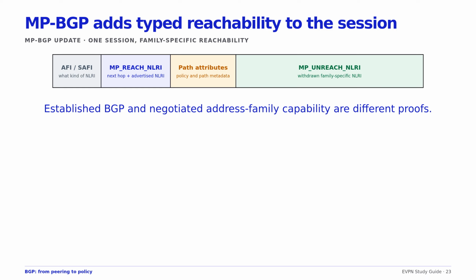This separation matters operationally. The TCP session may be established while IP version 6, VPN, or EVPN is inactive. Prove the base session, negotiated AFI and SAFI, received family-specific routes, selected paths, and forwarding consequences as separate layers.